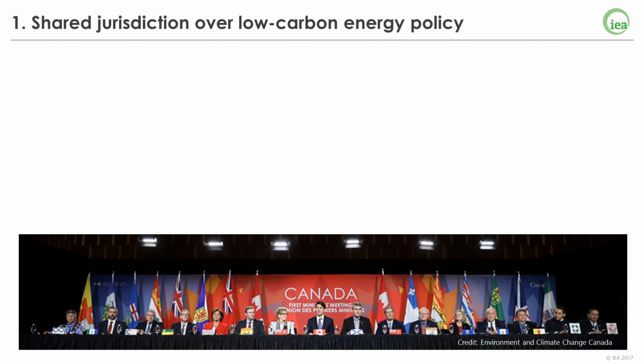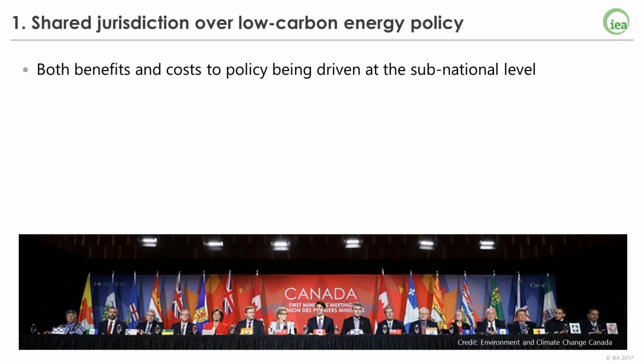Firstly, on the point of shared jurisdiction over low carbon policy, there have been both benefits and costs, as I mentioned, to policy being driven by subnational governments in Canada. Certainly, the clear benefit is that policy packages have been able to be tailored to local and regional circumstances. Also, this has allowed the low carbon energy transition agenda to advance in the absence of federal drivers.